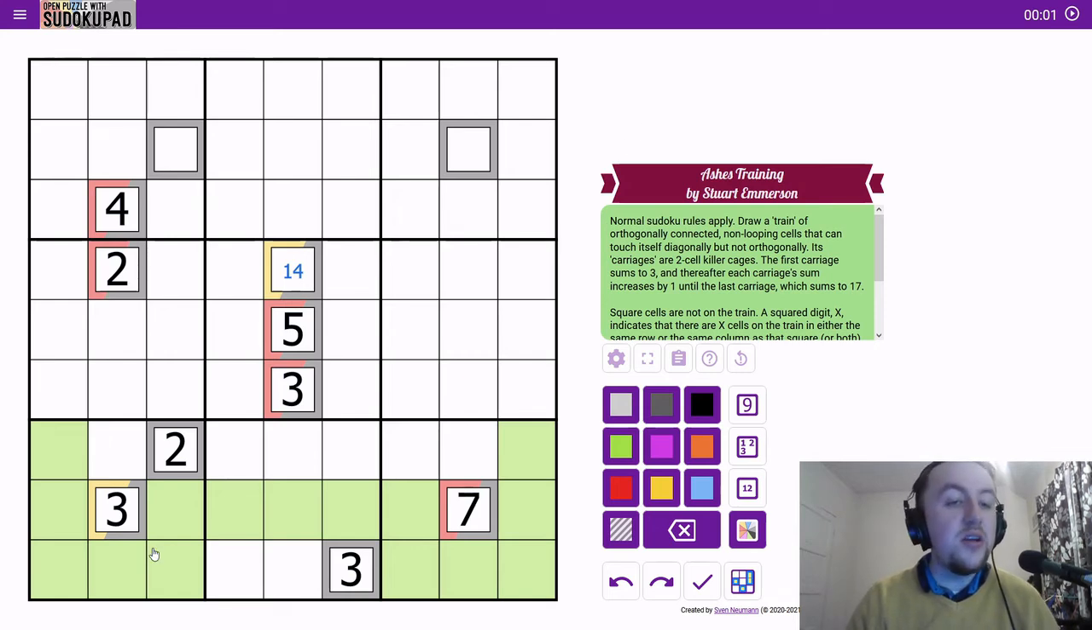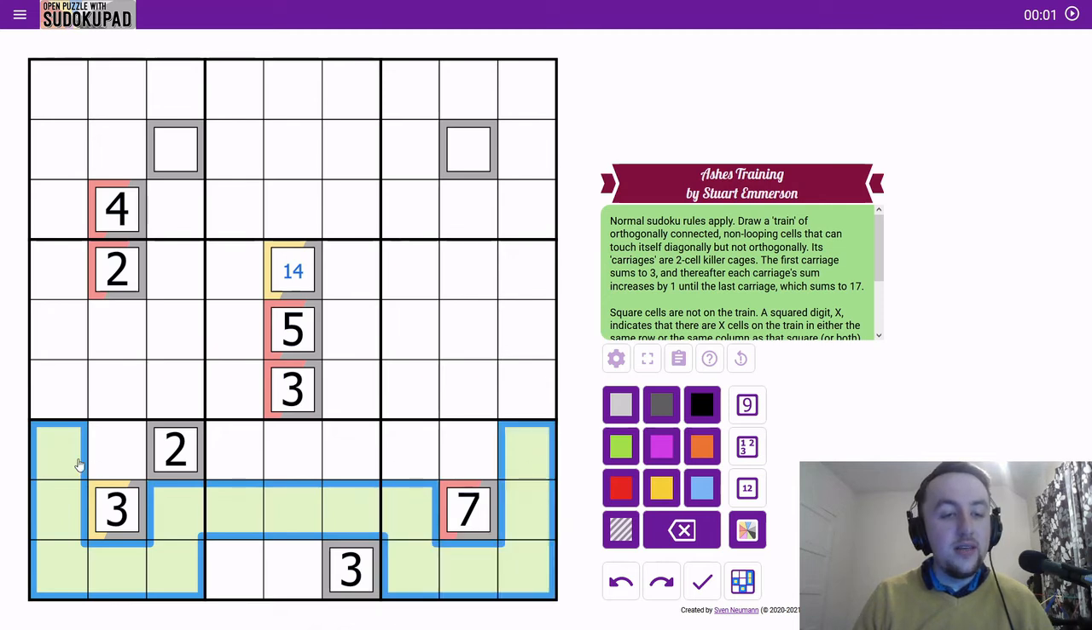But I'll go with what I like to do at this point in the solution, which is to count the number of cells we've got so far on the train. So there's 6 in this box, another 3 here, and another 6. So that makes 15 cells in total on the train so far.